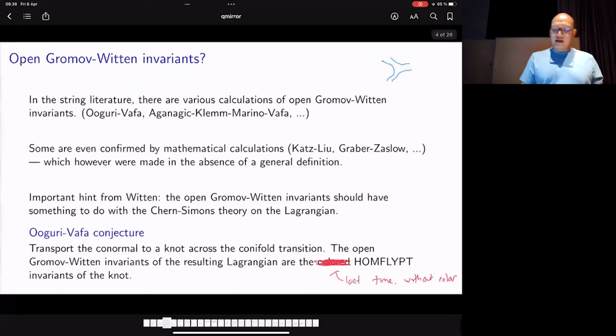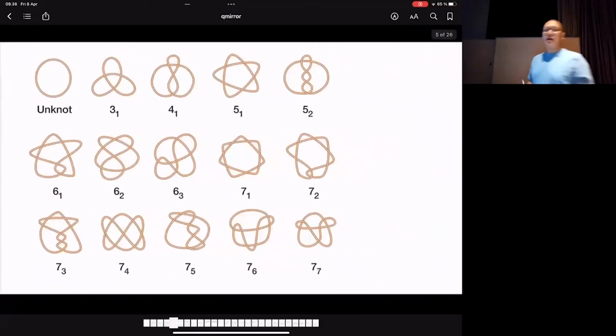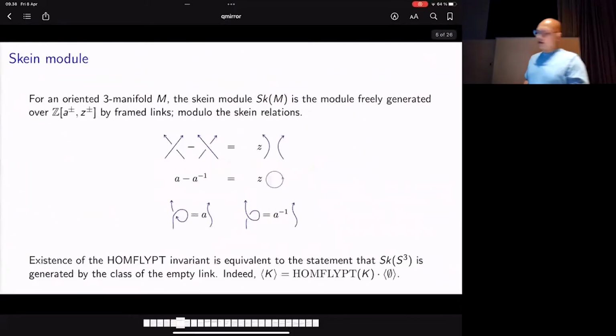Okay, so with that preface, I have to say some things about knots. Well, here are some knots. And the item I should introduce is something called the Skein module. The Skein module is something you can associate to a 3-manifold. It should be an oriented 3-manifold. And you ask over some polynomial ring, you take the free module generated by all links in your 3-manifold.